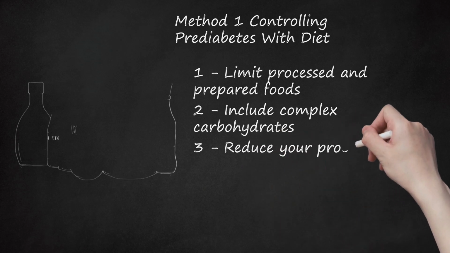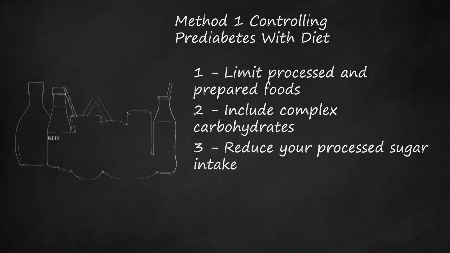3. Reduce your processed sugar intake. Processed and refined sugars are simple carbs that should be avoided. Make sure to read the labels of all foods, not just sweets. Sugars appear in many common items, like pasta sauce, ketchup, salad dressings, and breads. Be especially careful with beverages. A significant amount of people's daily sugar intake is from drinks.